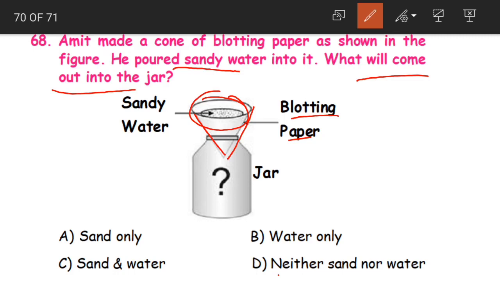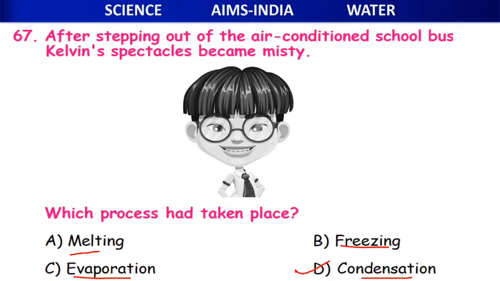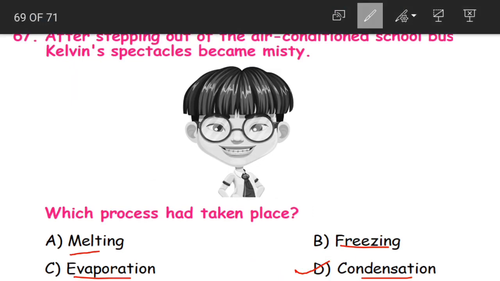Okay, so here, because it is a blotting paper, even though he poured sandy water, nothing is going to come out into the jar. Why? Because as this is a blotting paper, the water will be absorbed completely, and the sand anyway is not going to come out from this paper. So that is why neither sand nor water is the answer. Clear, children? Neither sand nor water. Okay? Yes, D option is the correct answer.